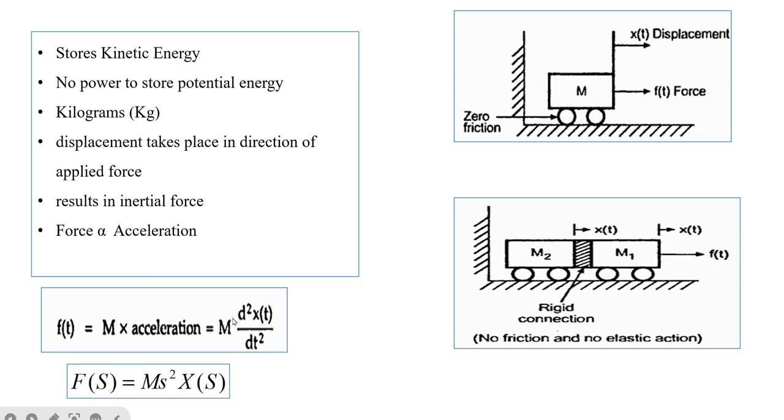Now acceleration is what? It is the double differentiation of the displacement. Displacement is x of t. The double differentiation of the displacement is the acceleration. So F of t is equal to mass into acceleration, that is equal to M into d square x of t by dt square. Now if we take the Laplace of this, F of t becomes F of s, M remains as it is, and the Laplace of the second derivative will be s square X of s.